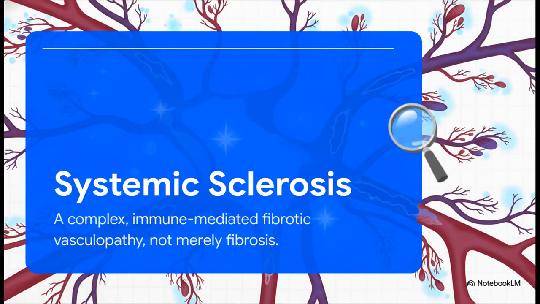First up, we've got to shatter a really stubborn, outdated misconception. For the longest time, systemic sclerosis, or SSc, was thought of as just a disease of skin thickening, just fibrosis. But that's absolutely not the whole story. SSc is actually a highly complex, immune-mediated fibrotic vasculopathy. That word right there, vasculopathy, is the absolute key. The modern understanding is that this is a vascular-first disease. It all starts deep within the blood vessels.